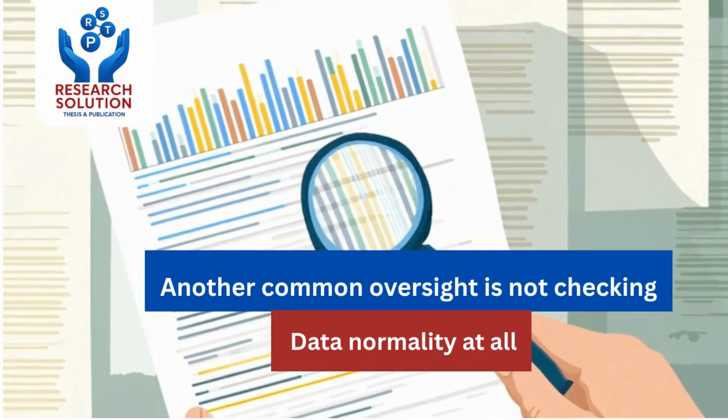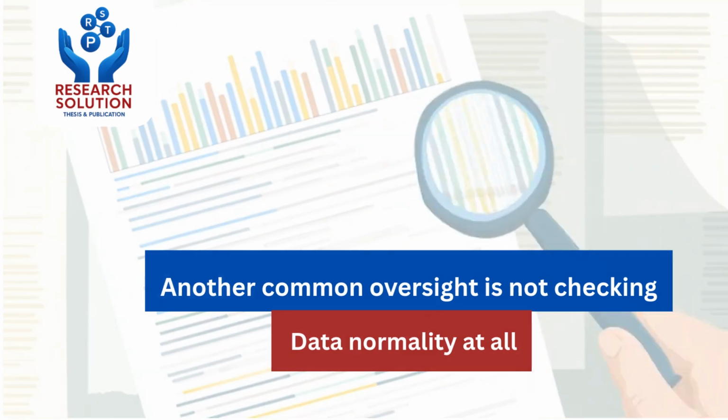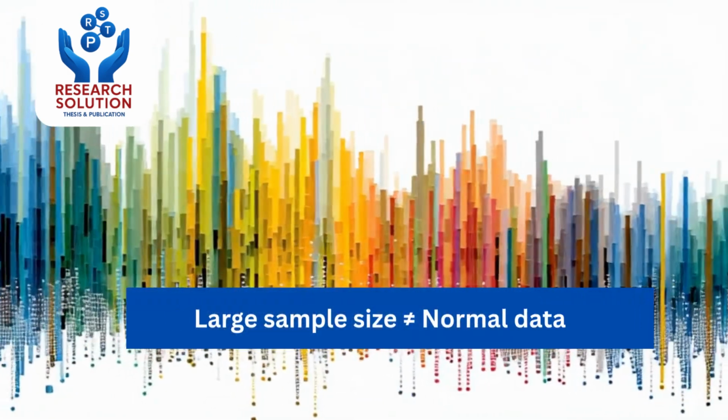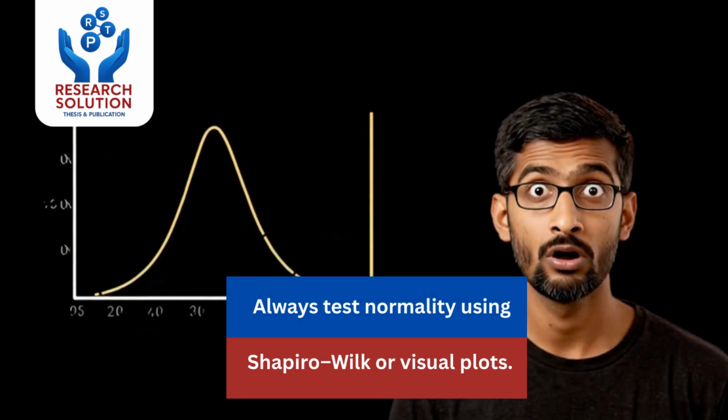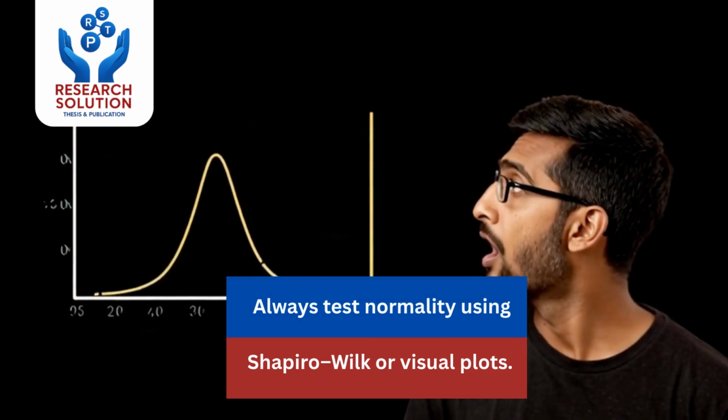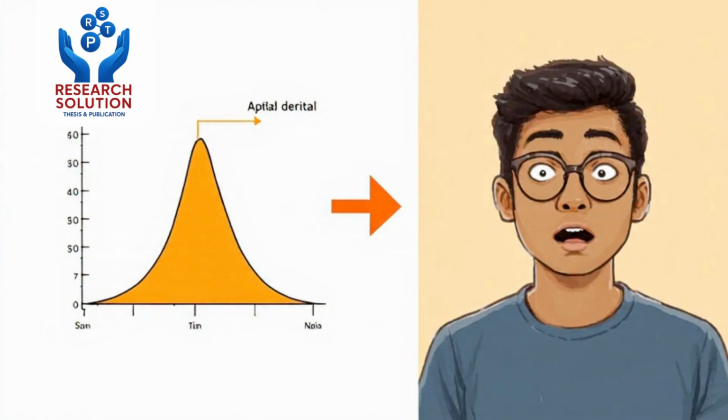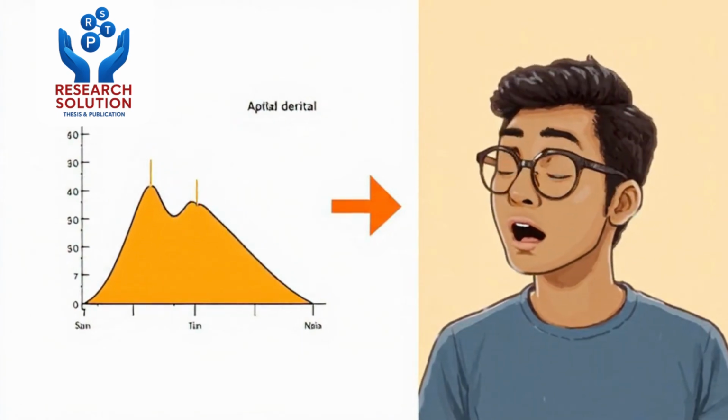Many students assume their data is normal simply because the sample size feels big enough. But without actually testing normality using methods like Shapiro-Wilk, or visual plots, that assumption can be completely wrong.